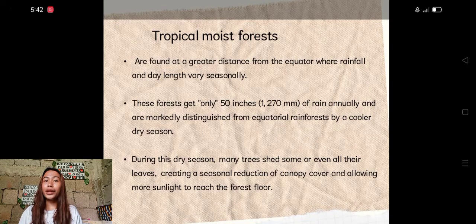The next is the tropical moist forest. These are found at a greater distance from the equator, where rainfall and day length vary seasonally. So these forests get only 50 inches of rain annually and are markedly distinguished from equatorial forests by a cooler, dry season. During this dry season, many trees shed some or even all their leaves, creating a seasonal reduction of canopy cover and allowing more sunlight to reach the forest floor.